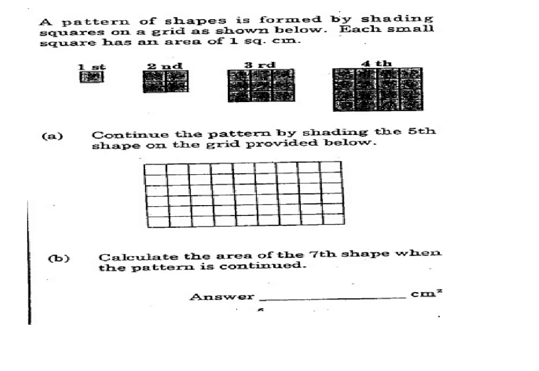Each small square has an area of 1 square centimeter. So these are 1 cm square grids, right? Now, the first part of the question: continue the pattern by shading the 5th shape on the grid provided below. So we have the grid here, and they want us to create the 5th pattern. So first of all, we need to establish what kind of pattern this is. So let's see what we can come up with, right?